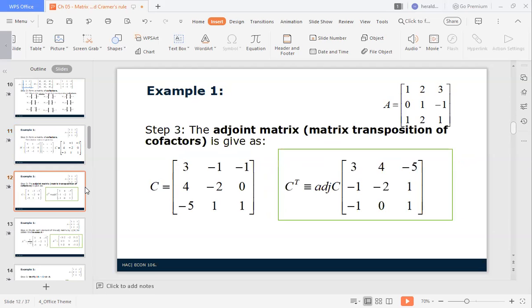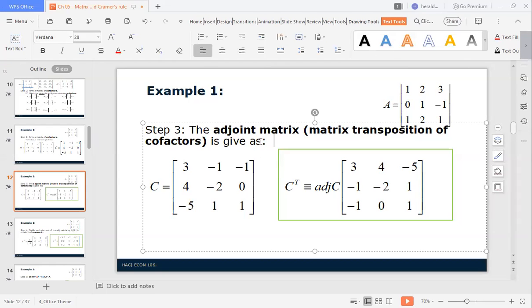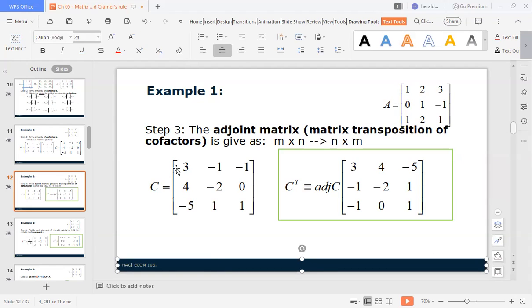Now, if you're done doing that, step 3 requires that we transpose the cofactors. Matrix transposition tells us that if it is an m by n matrix, in general, class, its transposition will now become n by m. So how do we transpose these cofactors? First row would be first column. Second row would be second column. For example, this is our cofactor matrix.